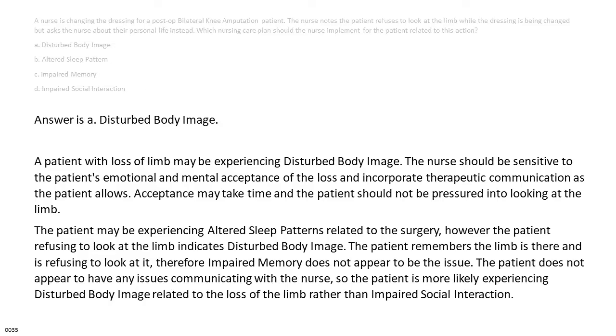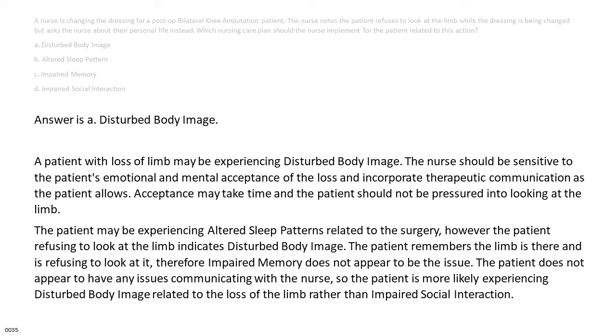Answer is A. Disturbed body image. A patient with loss of limb may be experiencing disturbed body image. The nurse should be sensitive to the patient's emotional and mental acceptance of the loss and incorporate therapeutic communication as the patient allows. Acceptance may take time and the patient should not be pressured into looking at the limb.